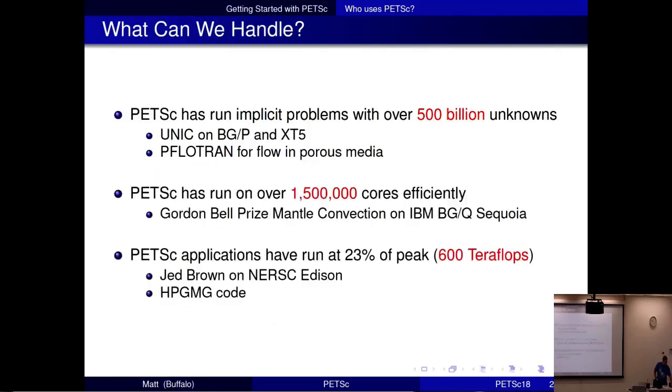This is just, can it run big problems? The answer is obviously yes. These numbers are constantly out of date, so Jed says, why even put up numbers? But I think, especially when you're giving talks to program officers and stuff, they want to see numbers like this that prove that it will work.